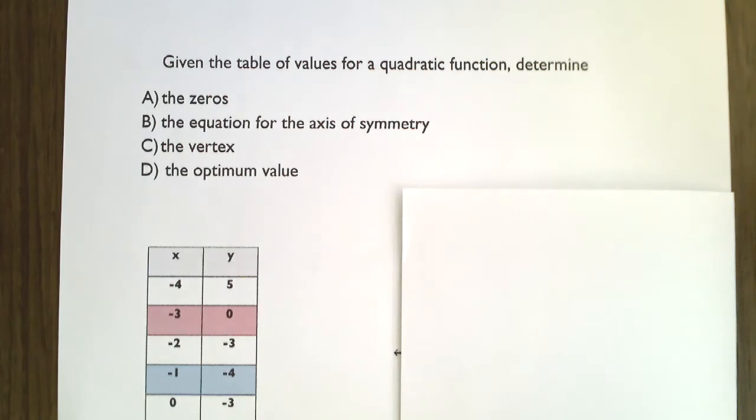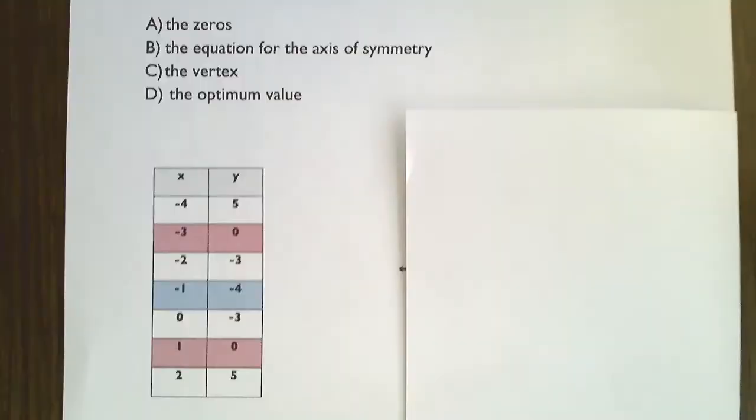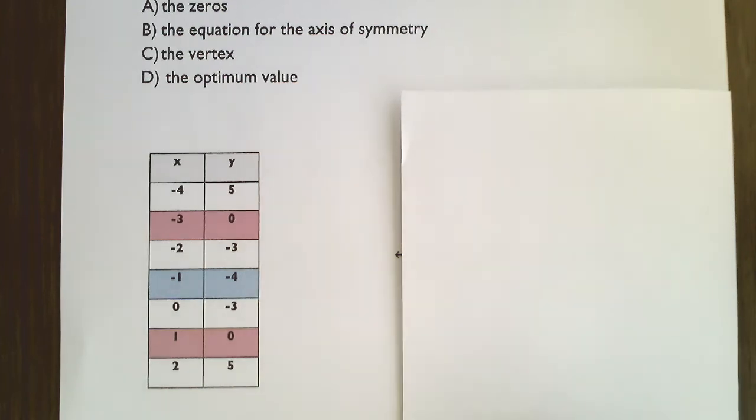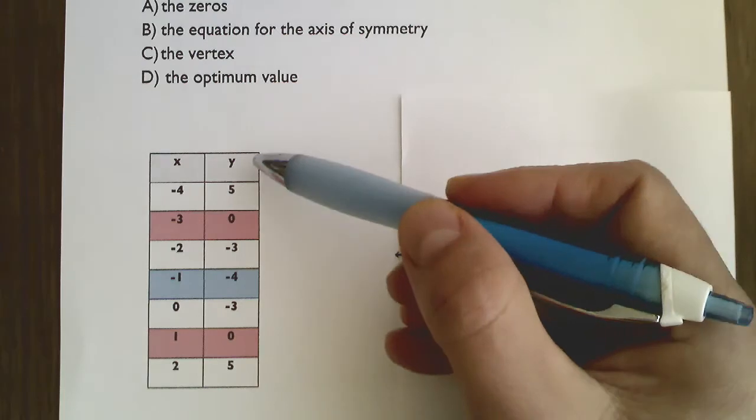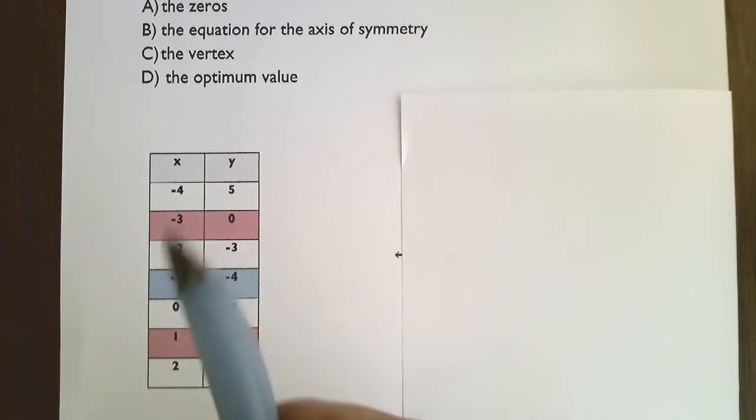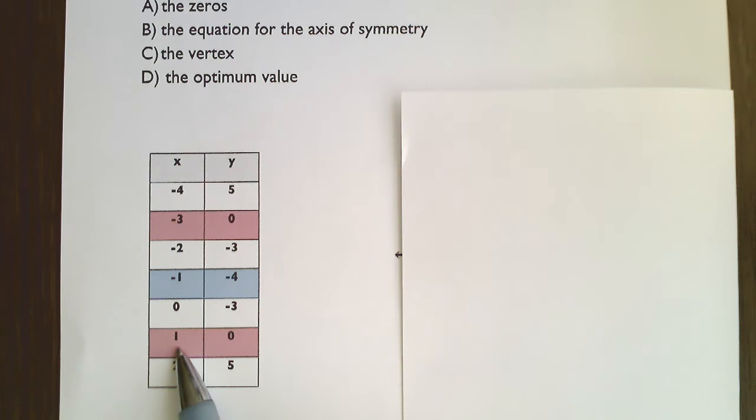Now let's learn how to read those key features of a parabola from a table of values. So, given a table of values for a quadratic function, determine the zeros, the equation of the axis of symmetry, the vertex, and the optimum value. All right, so this is my table of values, and first I will find the zeros. The zeros are the x-intercepts, right? X-intercepts occur when y is equal to 0. So then I will go to the y column, find where the y is equal to 0, and this will happen to be one of the x-intercepts, and this will be the other x-intercept.